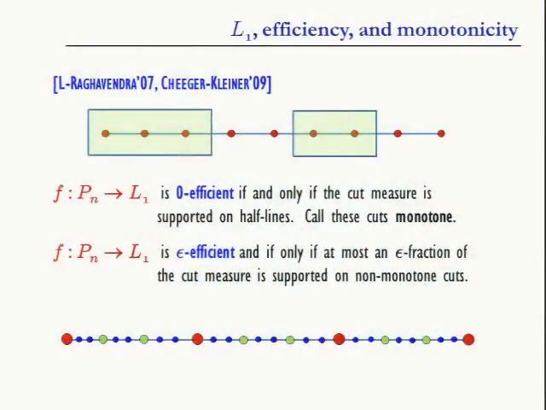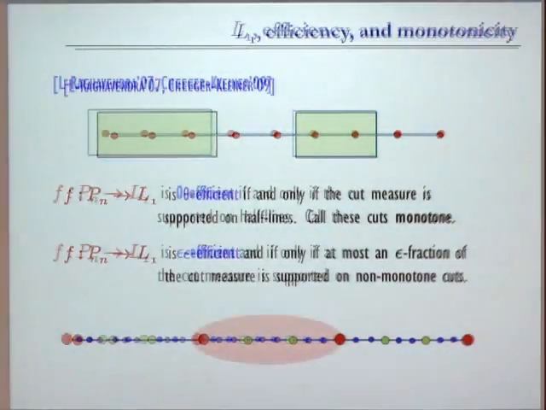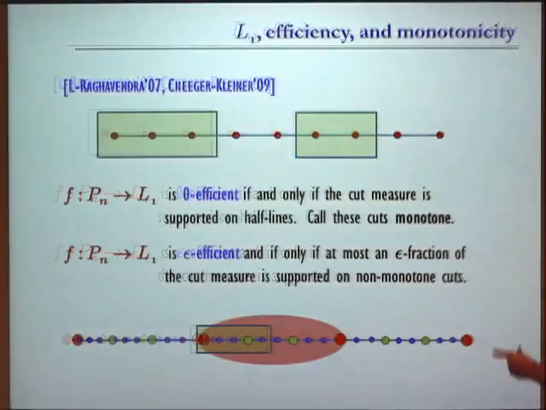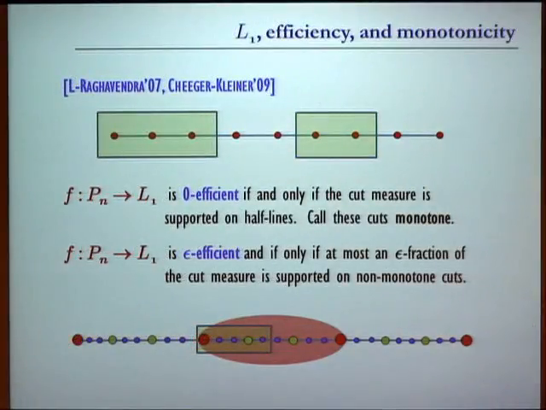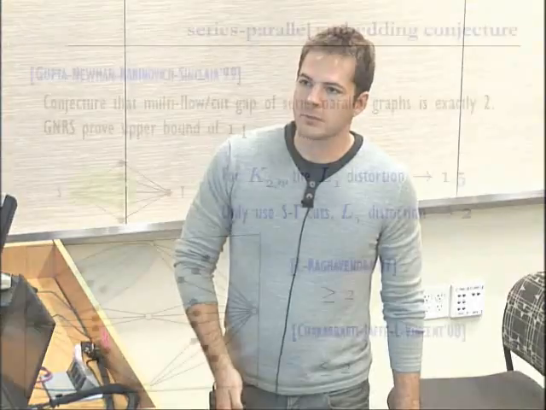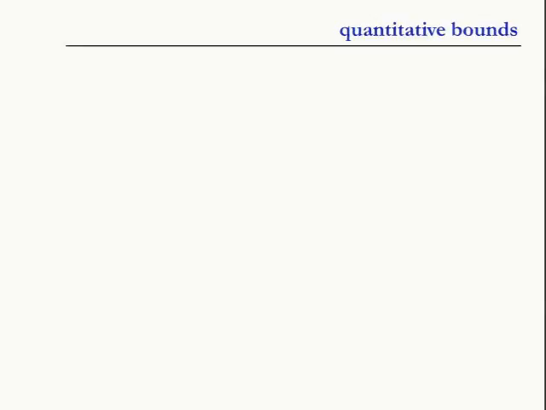Okay? So then what the differentiation theorem says is that if I give you some map from the path to L1, which has small distortion, then there exists a locality such that when I look at the cut measure restricted to that locality, most of the mass is on these monotone cuts, these cuts which are like half lines. Okay? Good. So you can use that to solve some problem from Gupta-Krauthgamer-Lee and Sinclair. Let's ignore that.